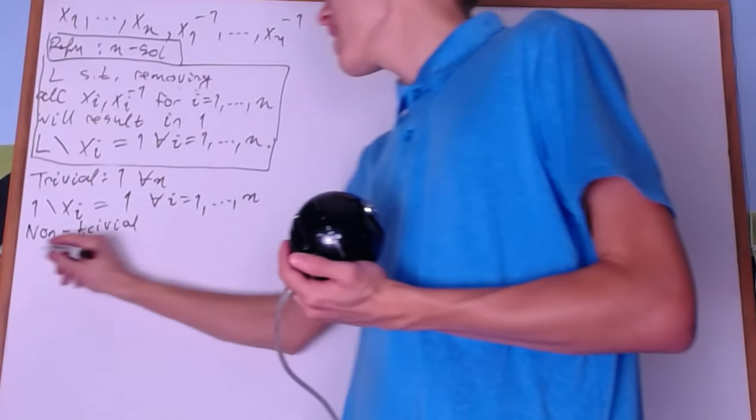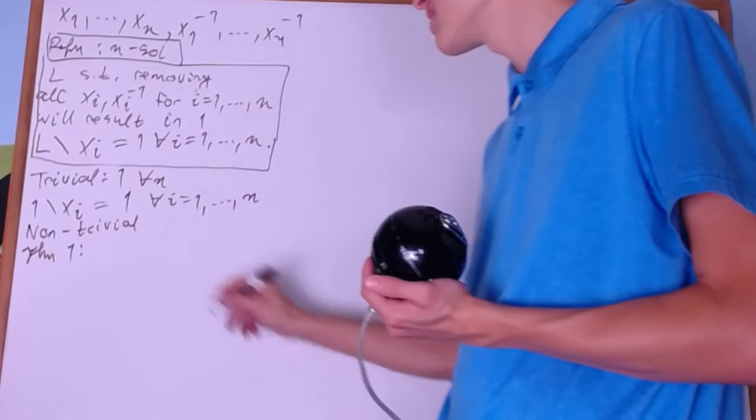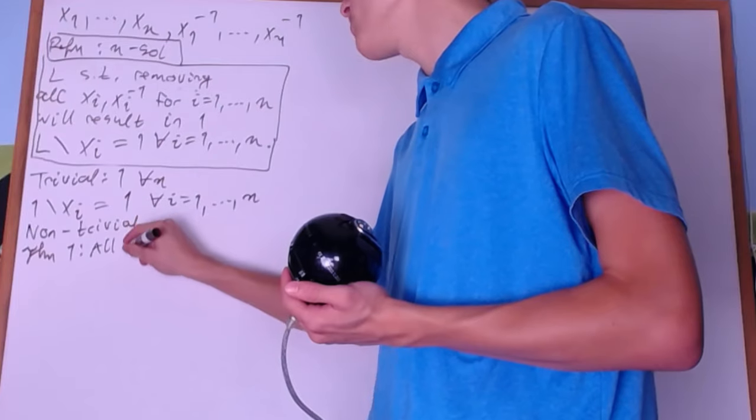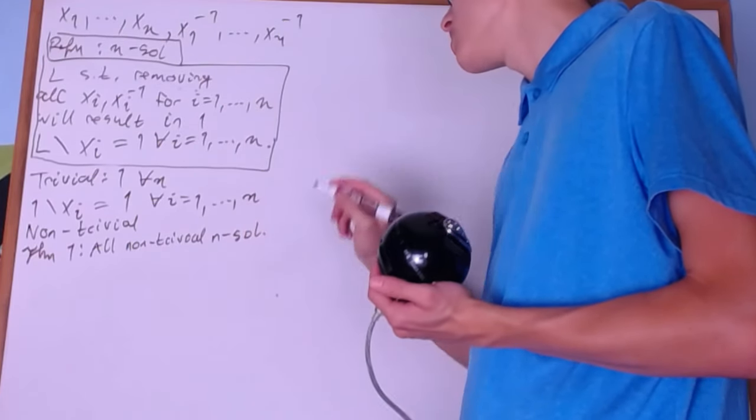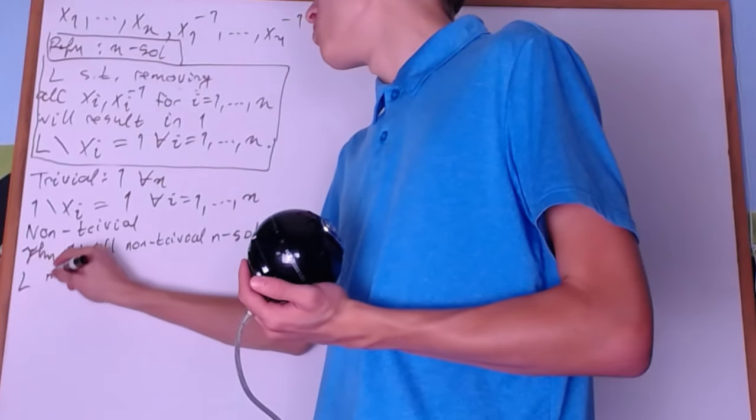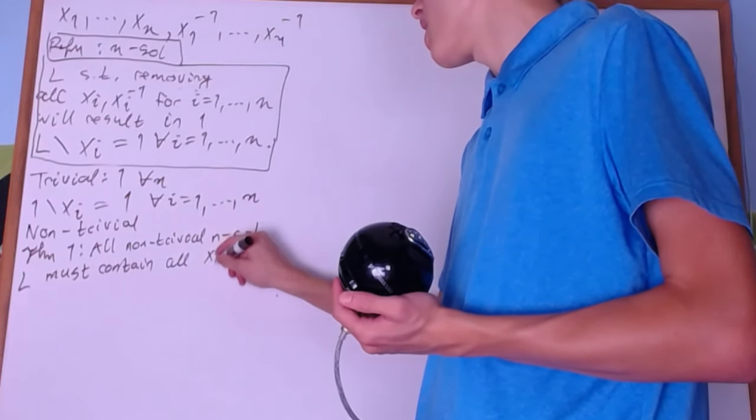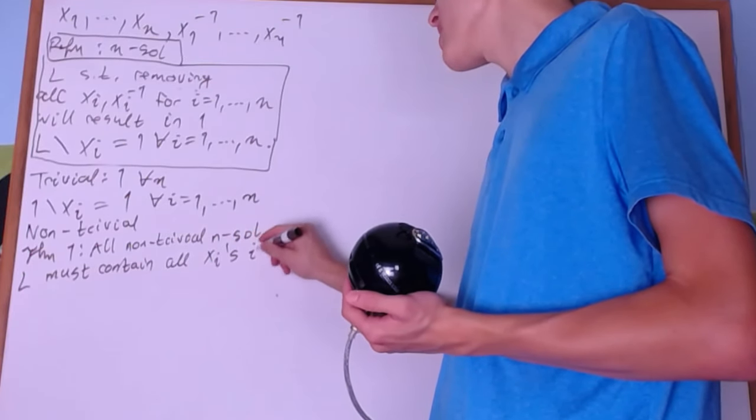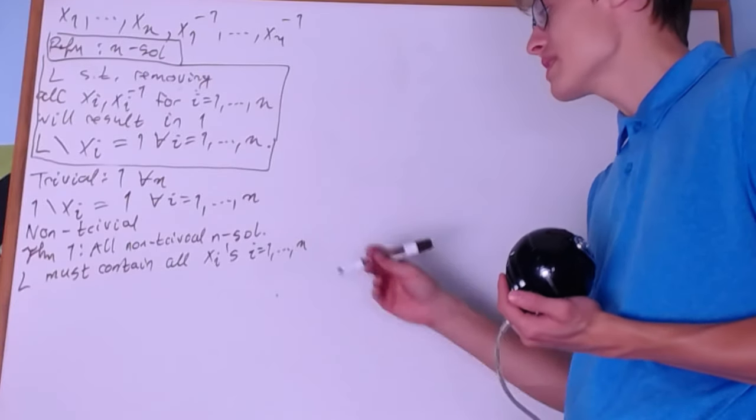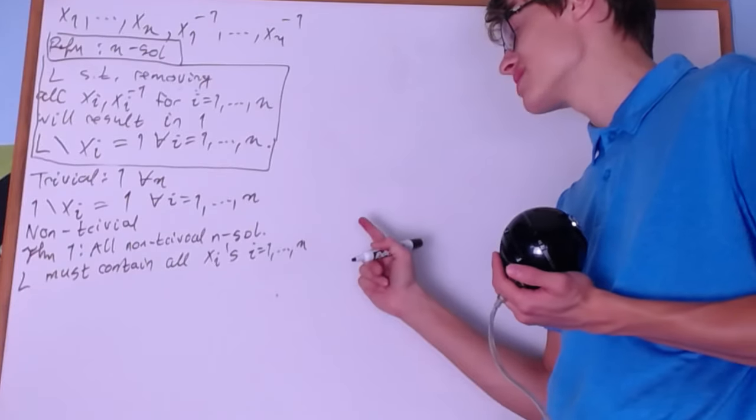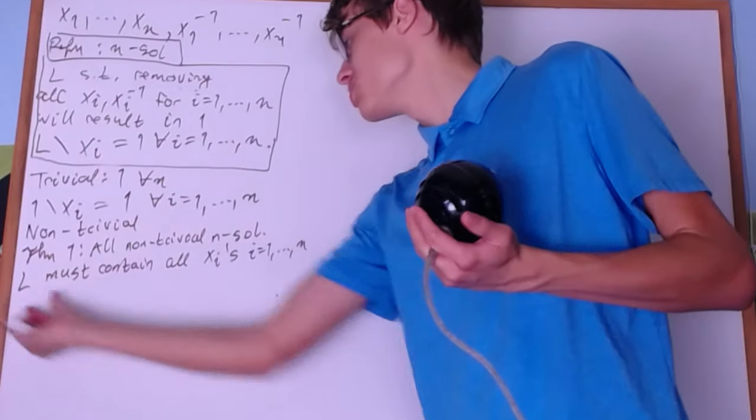And there's actually a theorem about these non-trivial solutions, and it says that all non-trivial n solutions, let's say L, must contain all xi's for i equals 1 to n. So what does this mean? Well, that means it must have at least one instance of xi or xi inverse in this solution L.